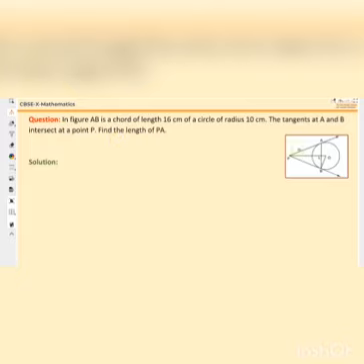It says in the figure AB is a chord of length 16 centimeter and the radius of this is 10 centimeter. So this is 10, and the tangents at A and B intersect at point P. Find the length of PE. So you need to find the length of this. You can use the same concept we have learned here. What is given is AB is given as 16, OB is given as 10, right?